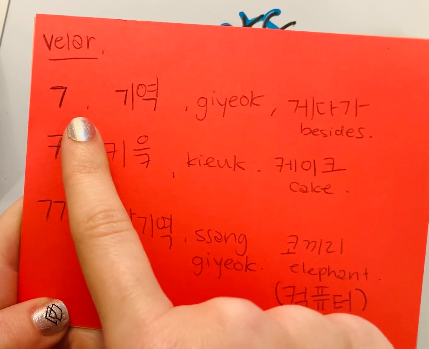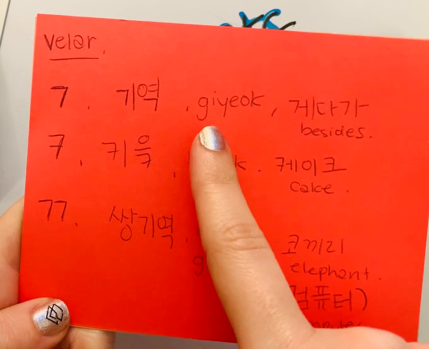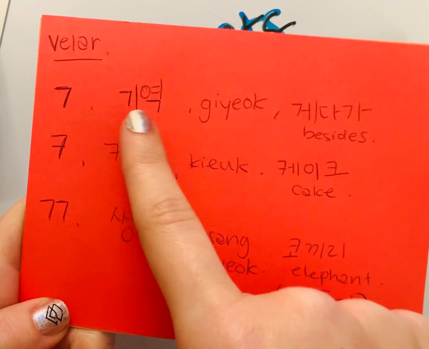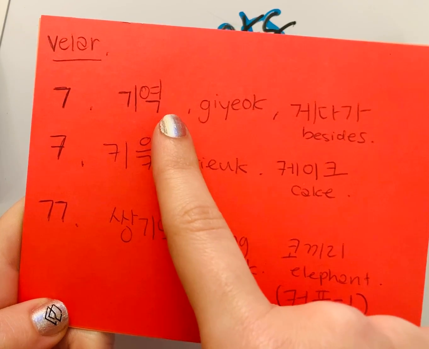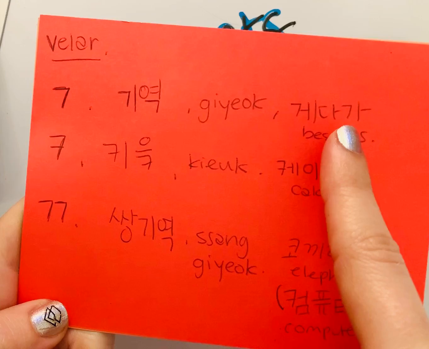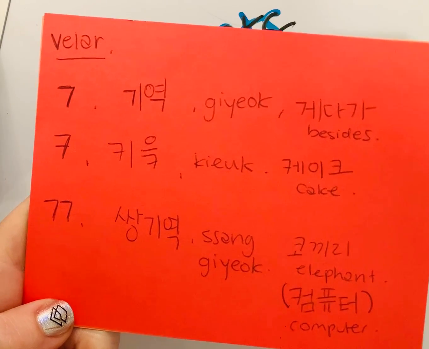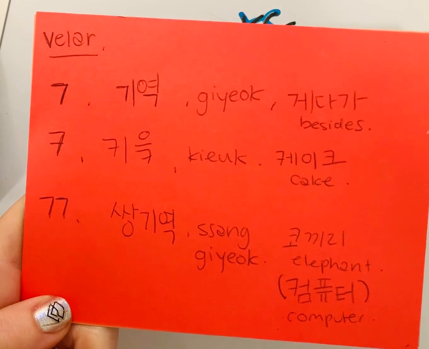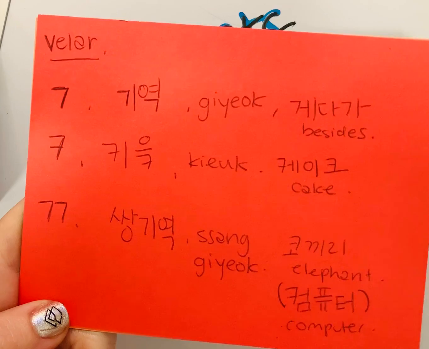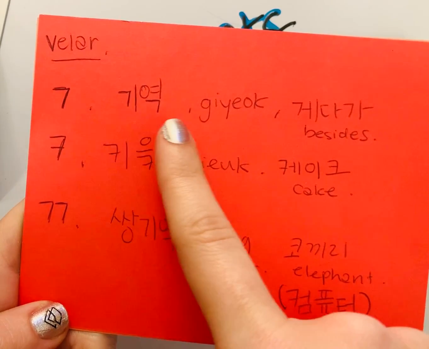So, the first one, 기억. You can see here, 기억. In the first position, it kind of sounds like a G, but if we put it in another position, it takes on the sound of a K. The best way of learning how and when to say a G or a K is just through listening to other people speak. That's the easiest way of learning, through TV, through music, whatever you enjoy listening to. So, 기억, 그, 기억.